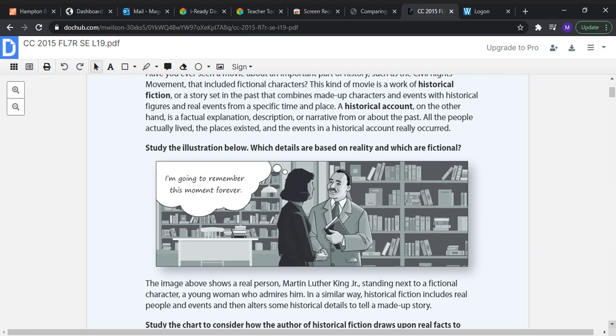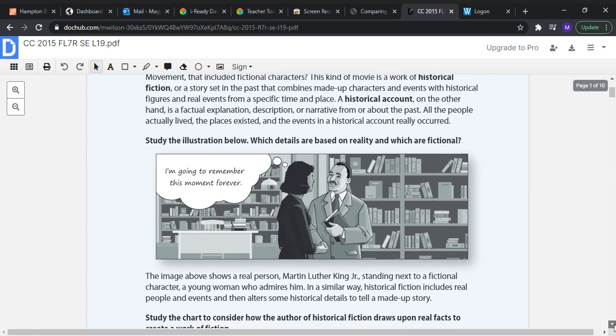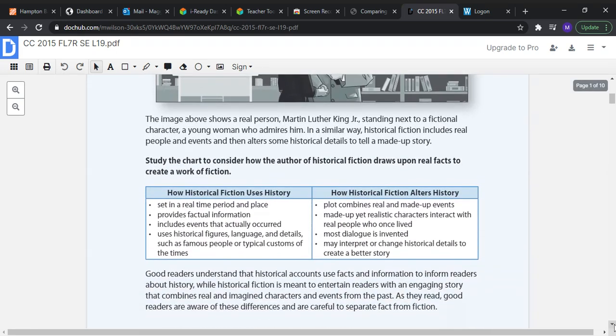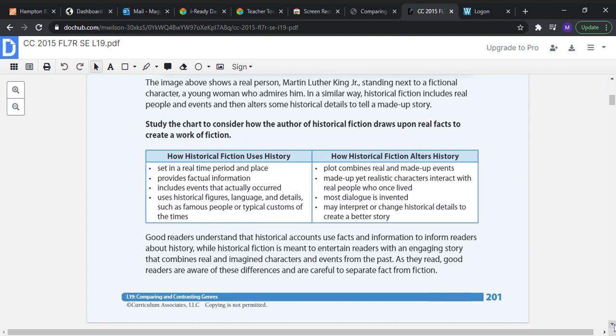So it says the image above shows a real person, Martin Luther King Jr., standing next to a fictional character, a young woman who admires him. In a similar way, historical fiction uses real people and events and then alters some historical details to tell a made up story. So then it says, study the chart to consider how the author of historical fiction draws upon real facts to create a work of fiction.